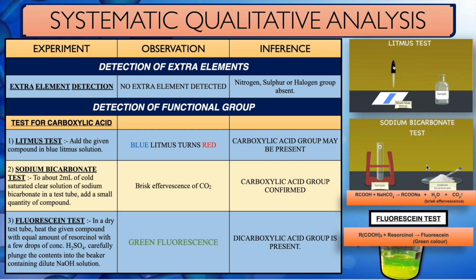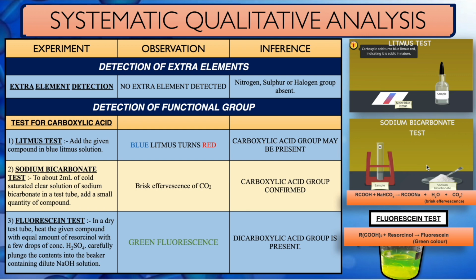In our case also, when we add the given solid compound in blue litmus solution, it turns its color to red. So we say in our inference that a carboxylic acid group may be present, or there might be a possibility of phenols, since phenol also responds to the litmus test.